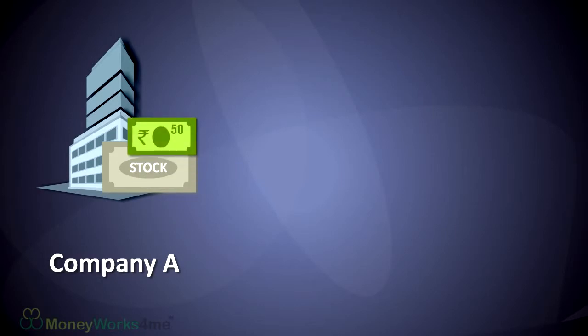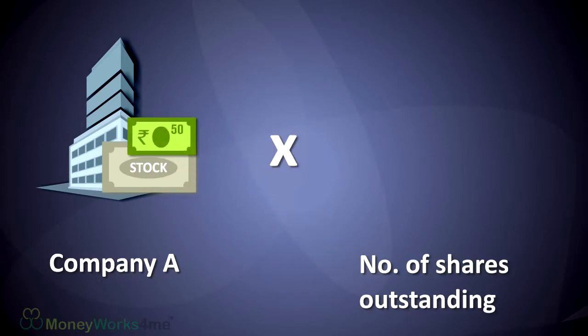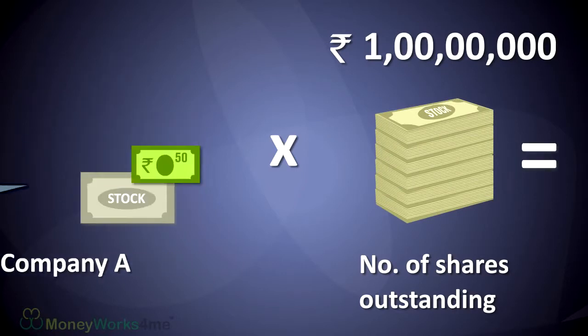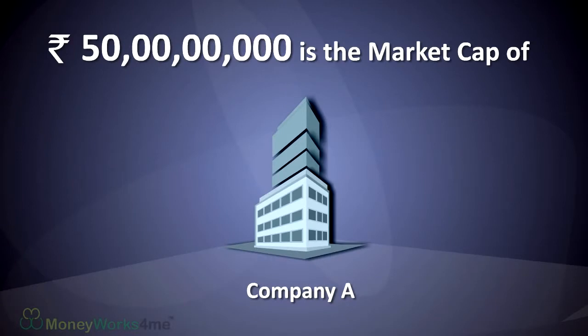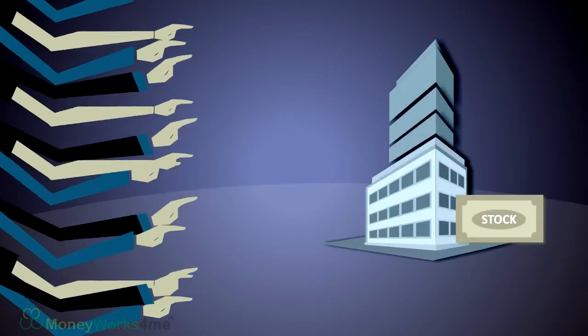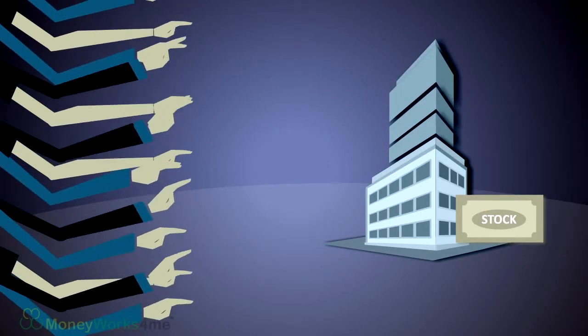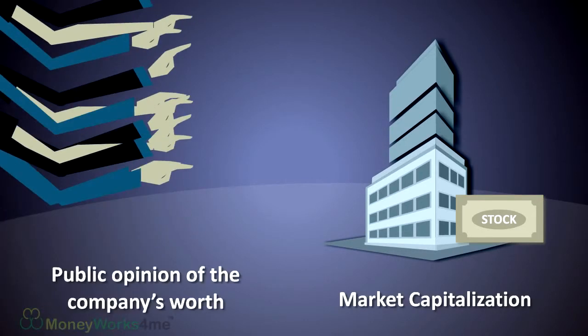Let's understand this better with an example. If you decided to purchase company A when its shares were trading at 50 rupees and the number of shares outstanding was 1 crore, then 50 crore rupees is the market capitalization of company A, and this is what you would have paid. It is actually the public opinion about the worth of a company's stock. So, market capitalization is essentially the public opinion of what the company is worth.